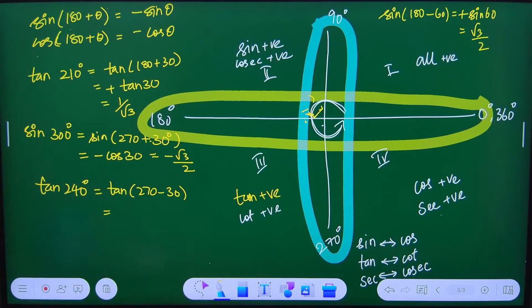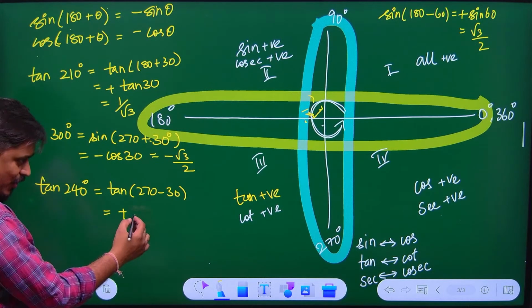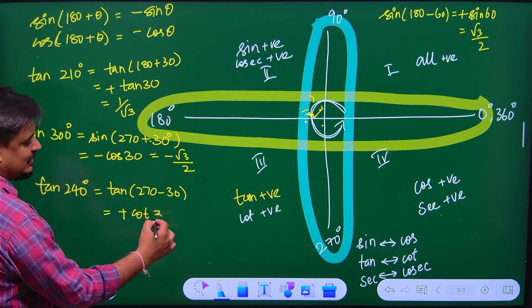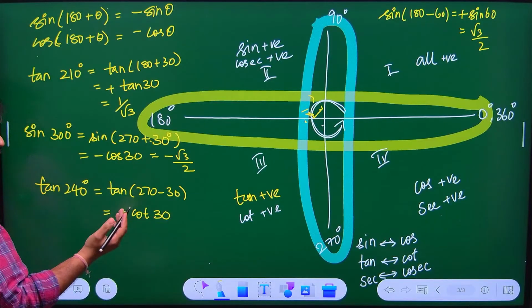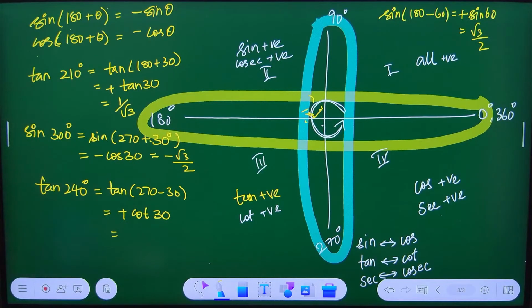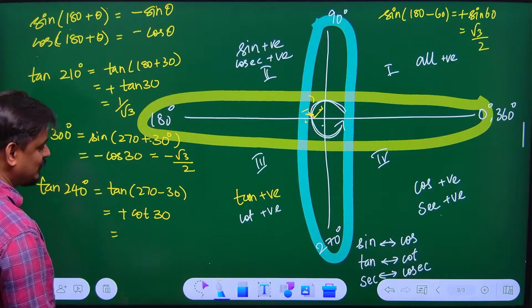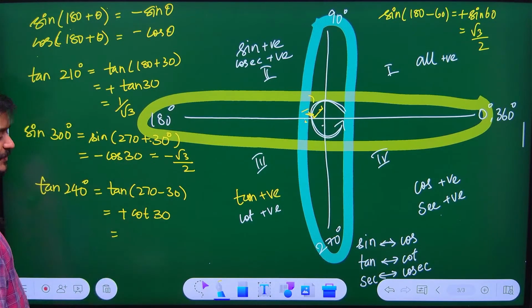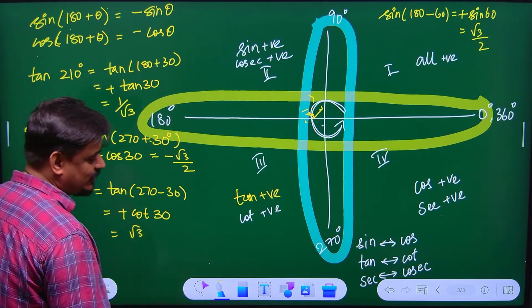Which quadrant? Third quadrant. In the third quadrant, tan will be positive or negative? Positive. Very good. Then tan changes into cot. So positive cot 30. What is cot 30? Root 3. Yes. Answer is root 3.